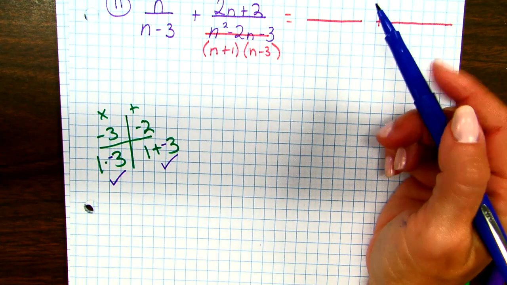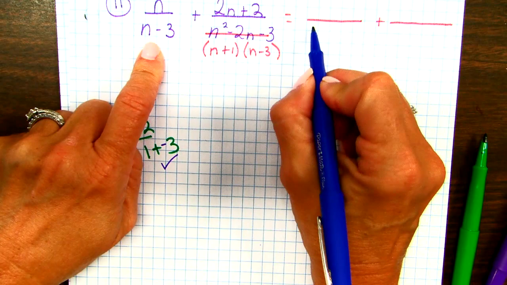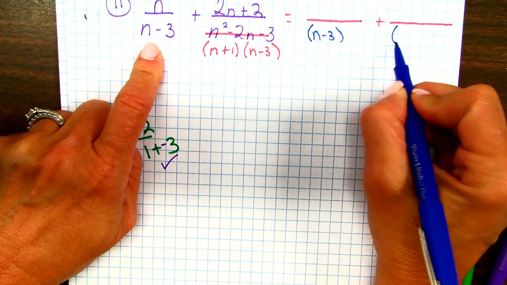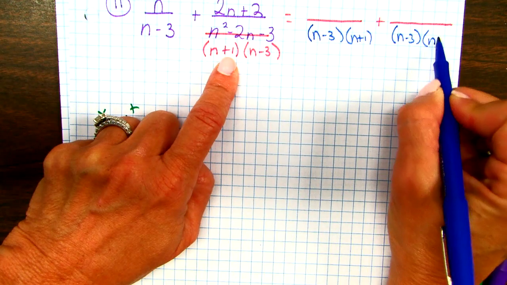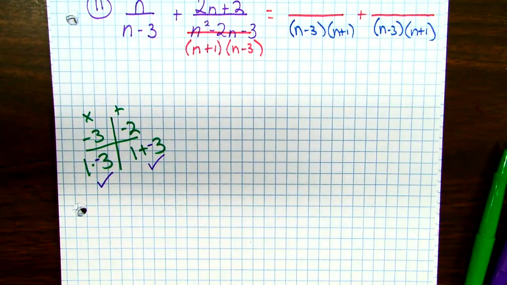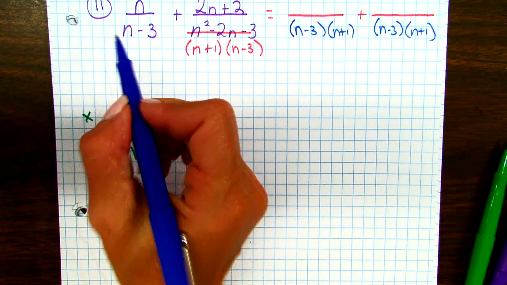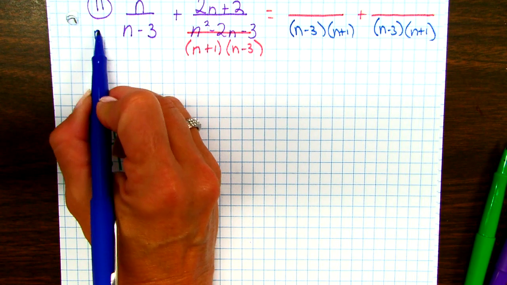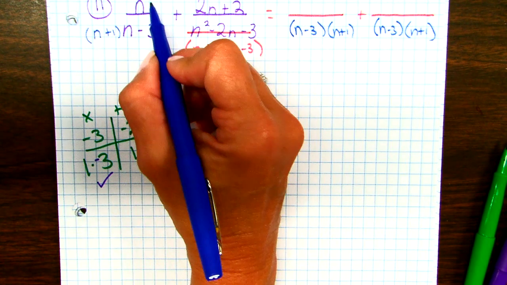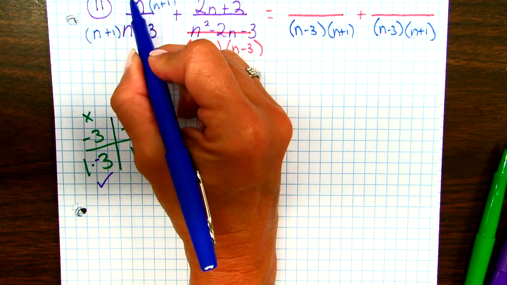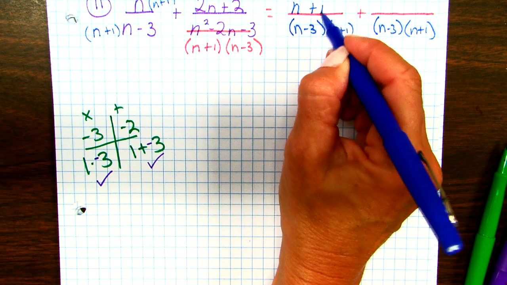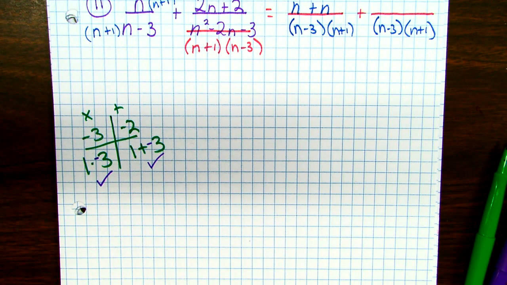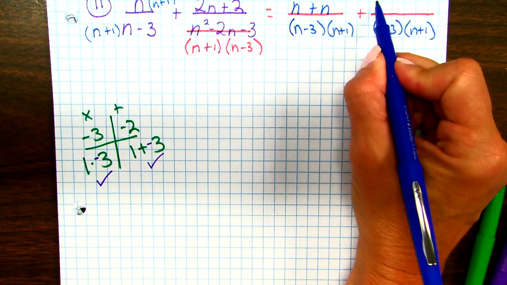But let's talk about the denominator. We have an n minus 3 in both of them. We'll keep that. They each will have an n minus 3. And one of them has an n plus 1. So that also has to be there. Okay? This first fraction is missing the n plus 1. The second fraction is not missing anything. Oh, this one's got something tricky in it.